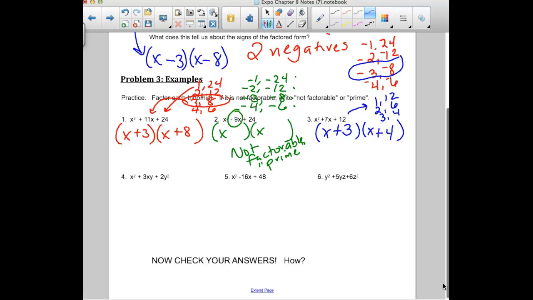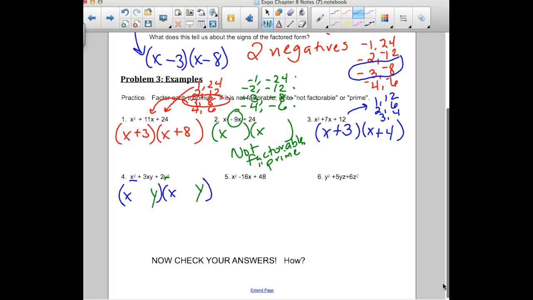Okay, question 4 is very similar, except it has an extra variable on the end. So if you think about how we took this x squared and we split it up to have an x in the front of each parenthesis, we're going to do the same thing with the y. We can take our y value, this y squared, and we can split it up into a y in each one.